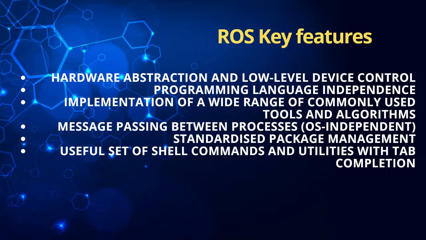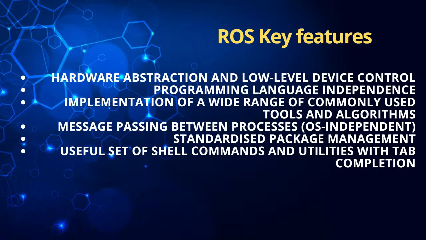Then implementation of a wide range of commonly used tools and algorithms. Commonly used, like I said, algorithms like PRM, the probabilistic roadmap. The probabilistic roadmap is an algorithm used for pathfinding. It is not exactly like the shortest path. It is mostly used for avoiding obstacles and so on. It will just draw a path to make the robot move along that path. So PRM is one of them, and then Dijkstra is one of the other algorithms. These things are already implemented in ROS. You just need to call the packages and use them.